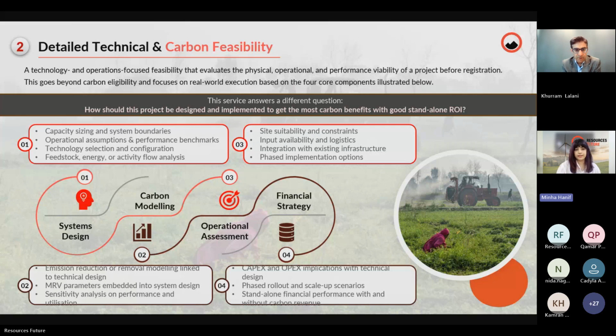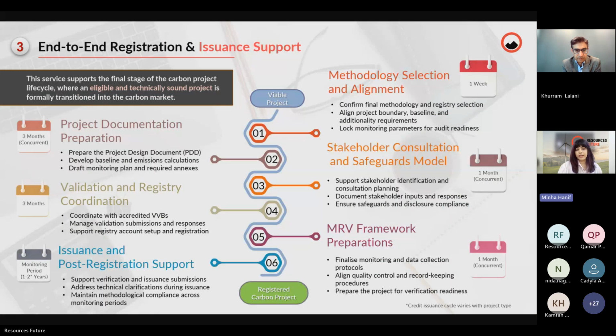So we do provide this as a service as well, where we essentially do the end-to-end feasibility, both the technical feasibility of the project economics as well as the carbon feasibility, whether the project aligns with the given methodologies and the standards. And then we have the end-to-end registration and issuance support.